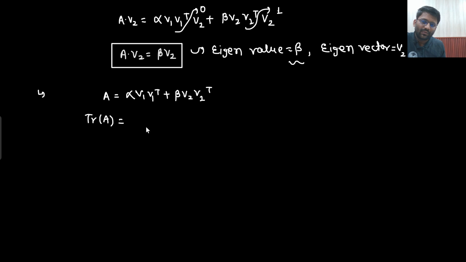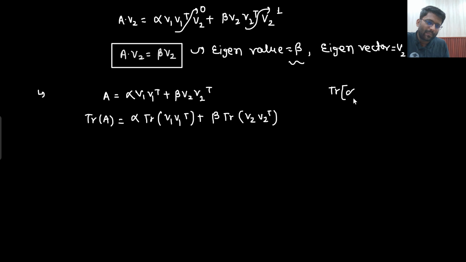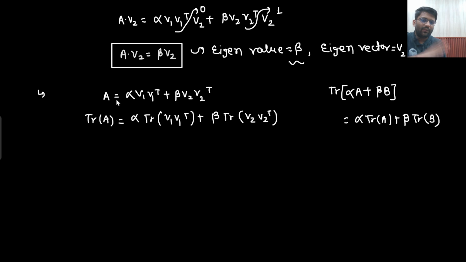So trace of alpha into v1 v1 transpose plus beta into trace of v2 v2 transpose. How am I able to write it down? Trace of alpha into A plus beta into B is equivalent to alpha into trace of A plus beta into trace of B. Do you remember this thing? So similarly, alpha you take outside, trace of v1 into v1 transpose plus beta into trace of v2 into v2 transpose.